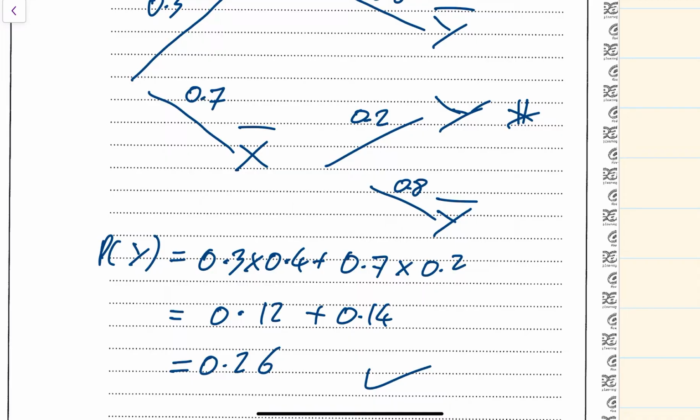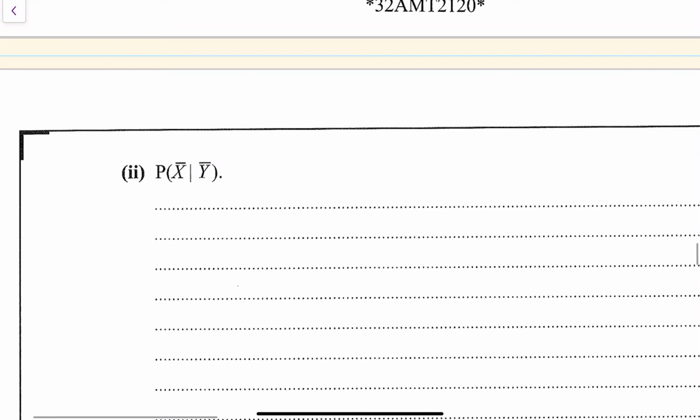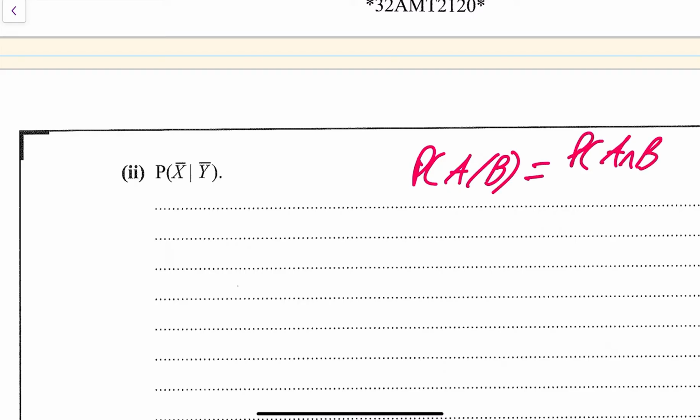Okay, now the next bit says to find the probability of not x given not y. This was a wee formula. This is our conditional probability formula. It's a formula I found very difficult to get people to learn for a large time. But if you look here, that's what your formula is. Understanding the formula is important then. So it looks like this.